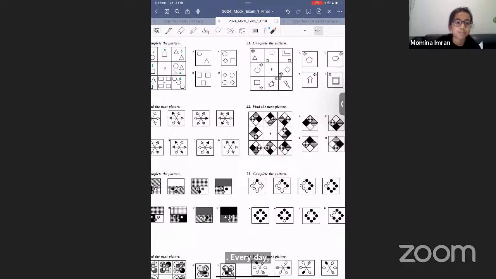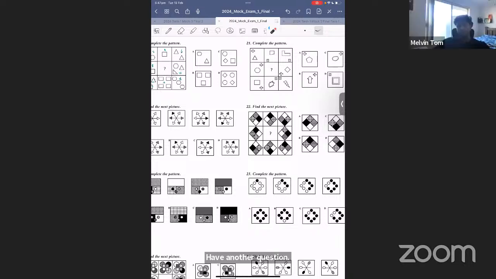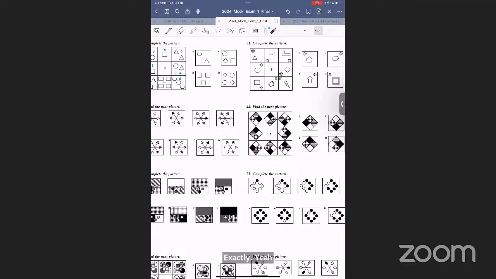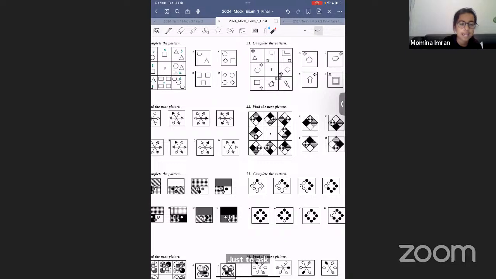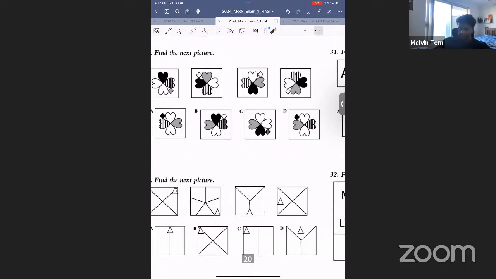Ask. So the reading and the quantitative are the same? Exact same, yeah. Just the abstract. Question 28. Was the abstract learning the one that changed?